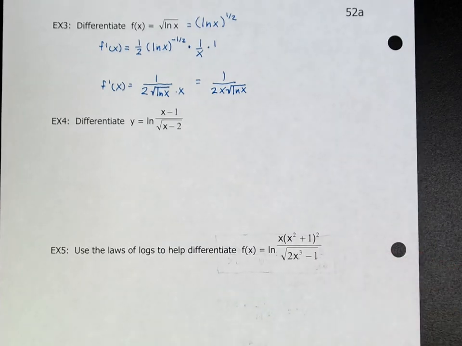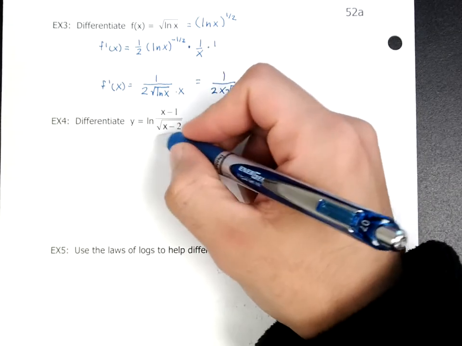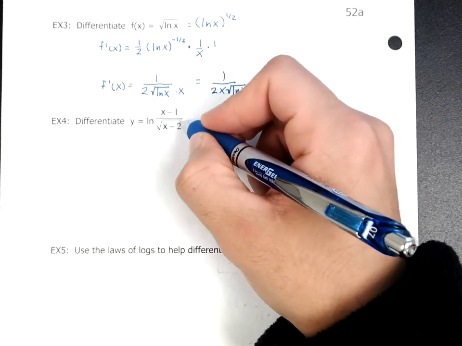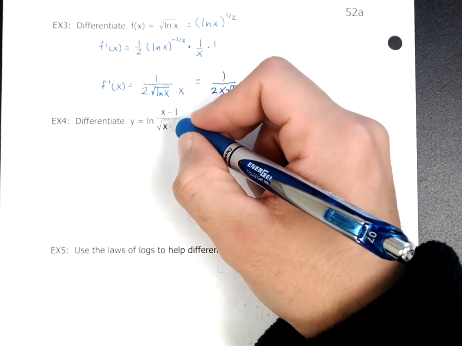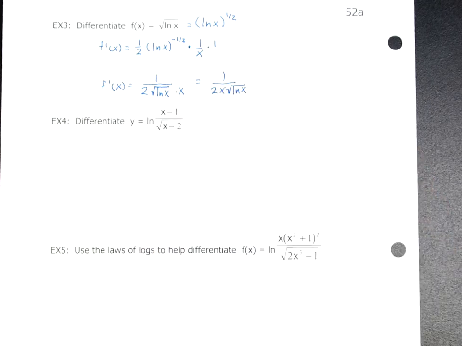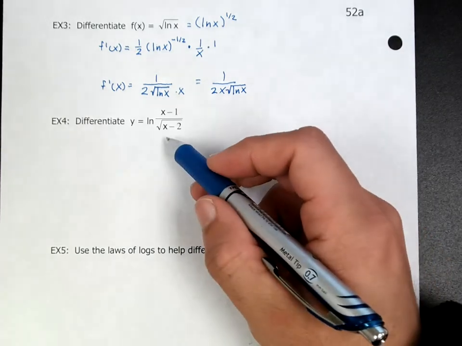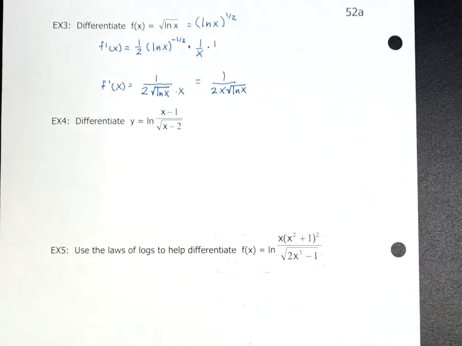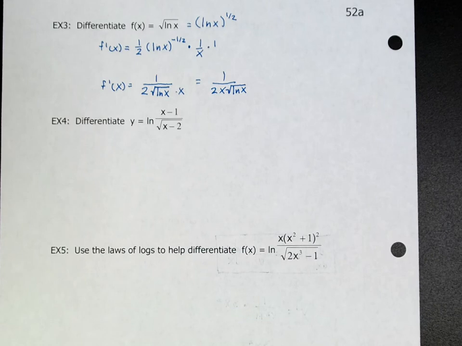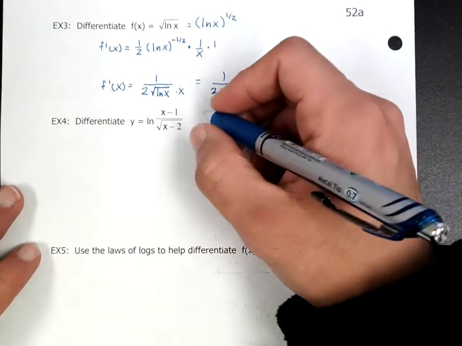Alright, now if you think ahead a little bit, and if I say the u is all of this stuff, then the derivative of (x minus 1) over the square root of (x minus 2), you would have a quotient rule. And on top of that, you would have a chain rule, because if I take the derivative of the square root, I'm going to have to use a chain rule.